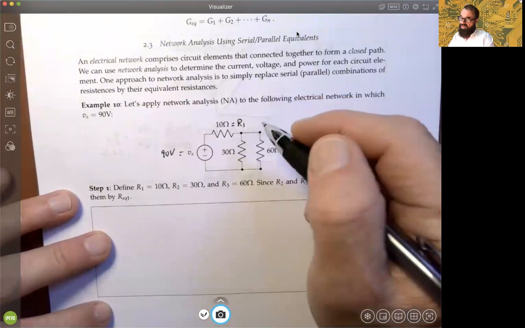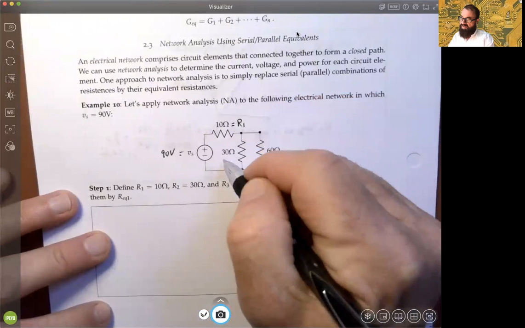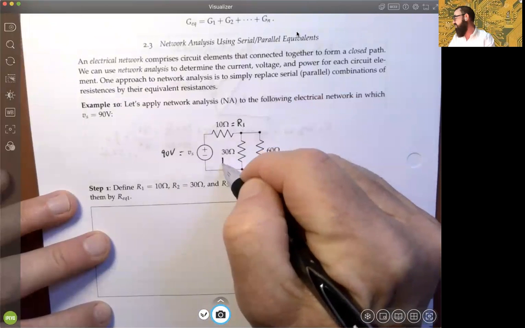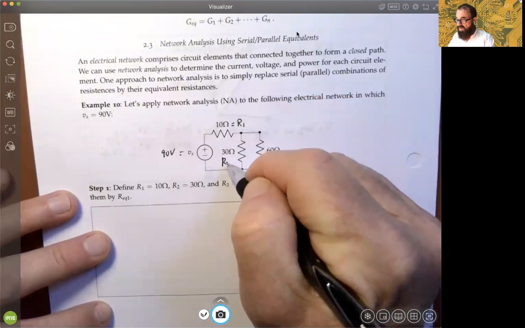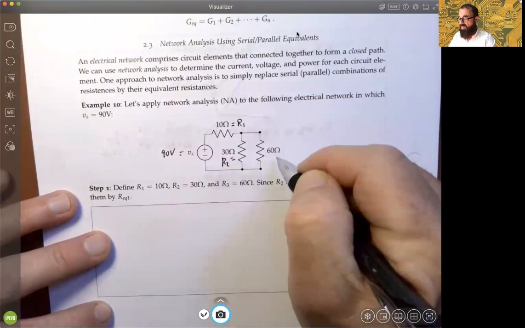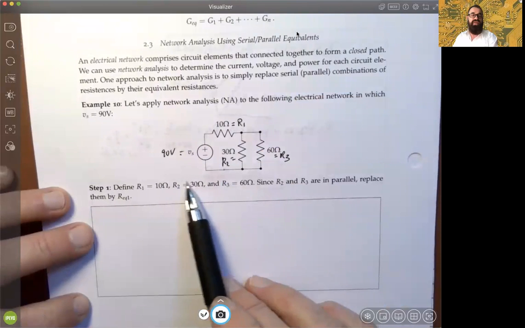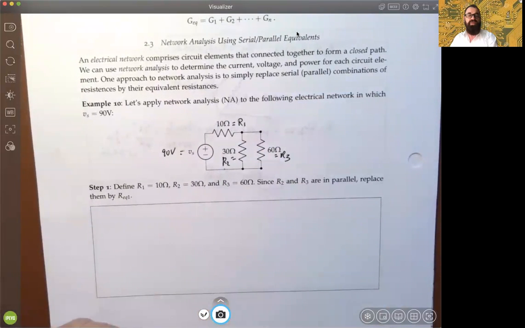So we'll call the top one R1. Let's call the bottom one down, the first 30 ohm resistance, R2, and the 60 ohm, we'll call that one R3. Again, it really doesn't matter how you label them, just be consistent. And so that's exactly step 1, do your labeling, all right?